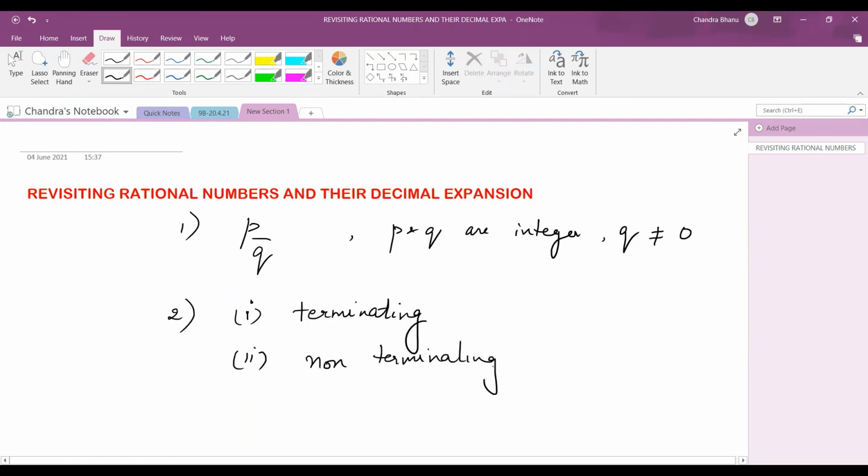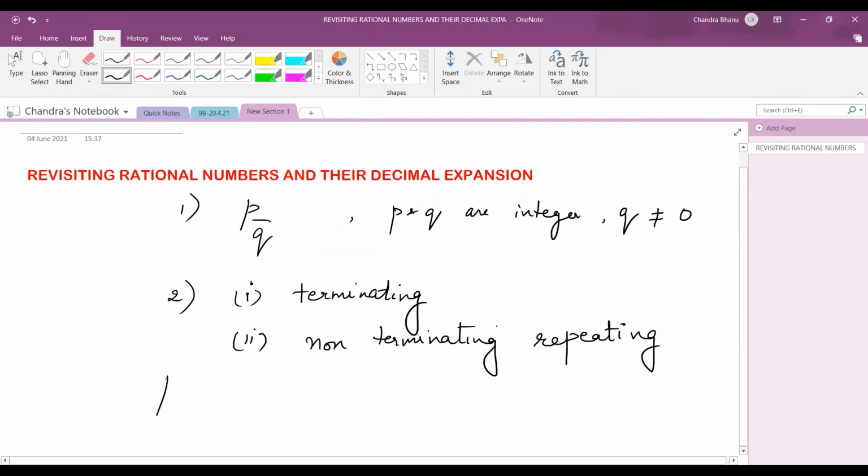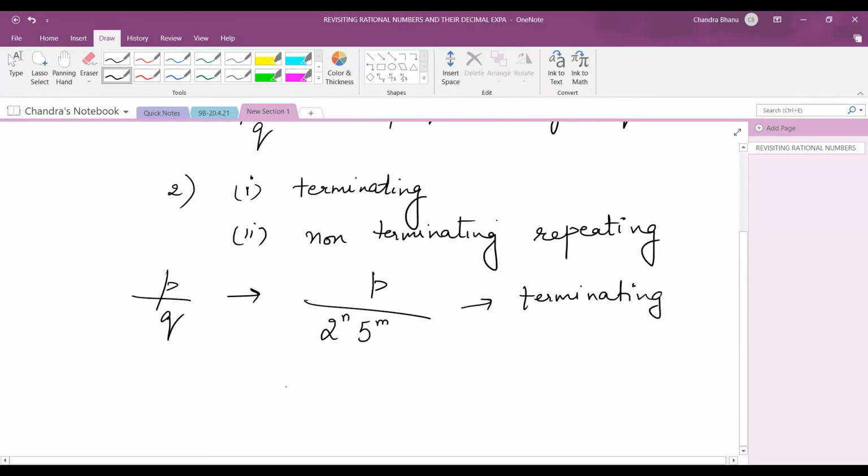Now we've also learned how to identify a rational number, whether it is terminating or non-terminating repeating. We know that if the denominator q is of the form 2 to the power n and 5 to the power m, then it is terminating. But if my denominator is not of this form, then it will be non-terminating repeating. Let's take an example. Suppose I say 3 upon 8. I can express it as 3 upon 2 cube. Here I don't have a factor of 5, but still this will be terminating.